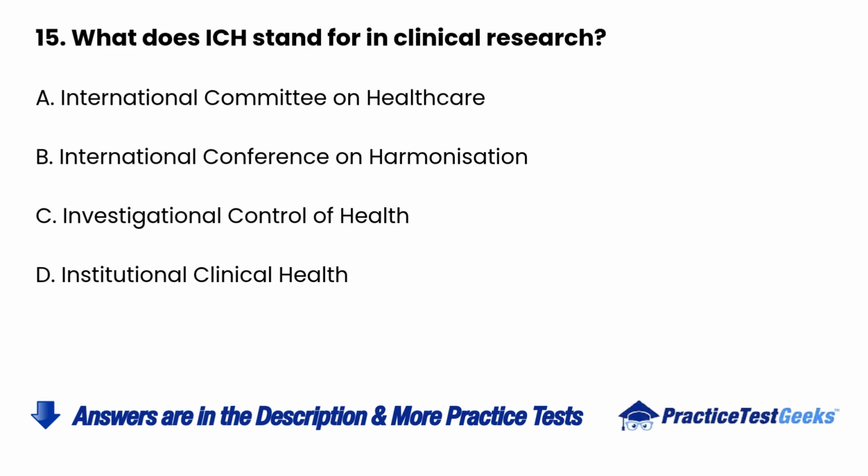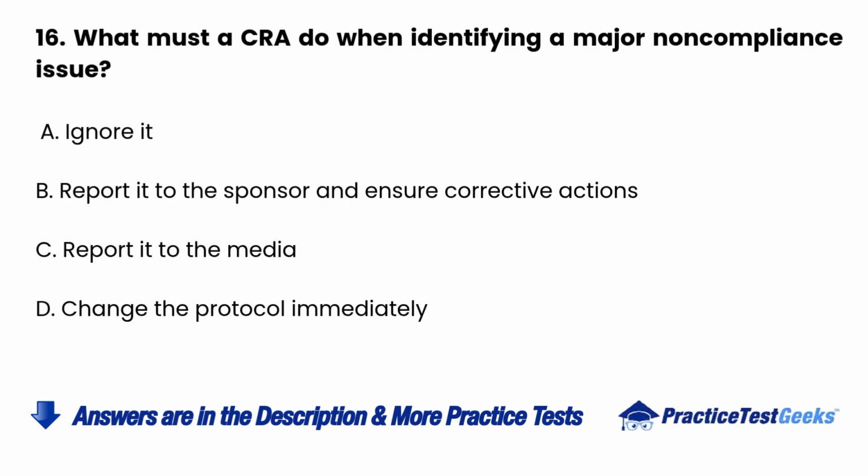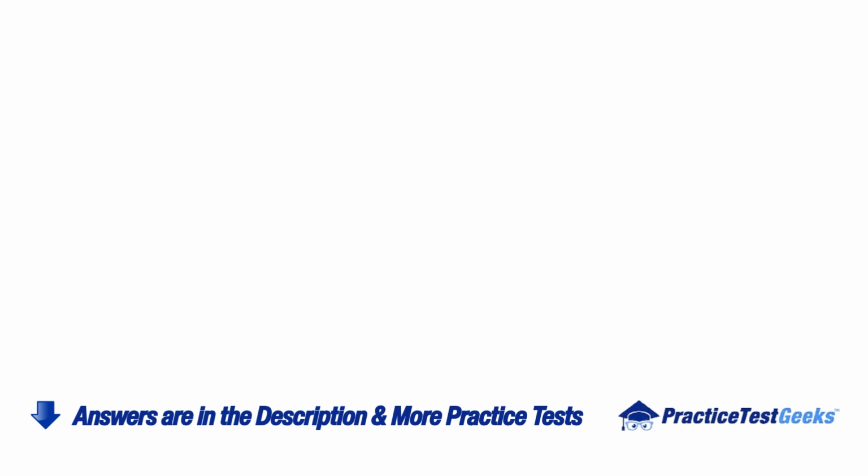C. Investigational Control of Health. D. Institutional Clinical Health. 16. What must a CRA do when identifying a major noncompliance issue? A. Ignore it. B. Report it to the sponsor and ensure corrective actions. C. Report it to the media. D. Change the protocol immediately.